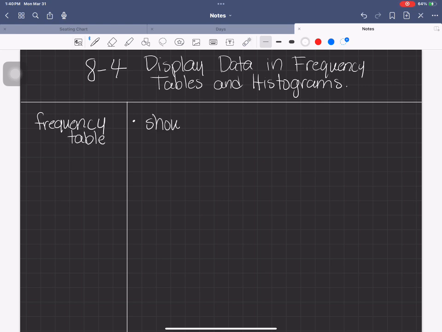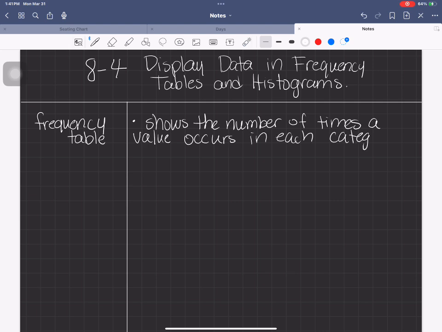So our first definition is a frequency table. A frequency table shows the number of times a value occurs in each category or interval. So we're going to go ahead and write down some data first because that's what you need first.